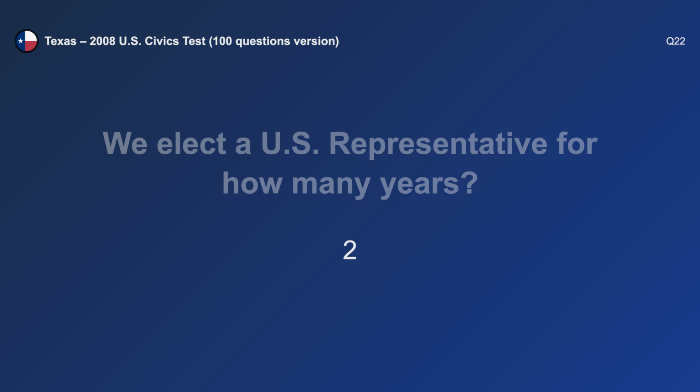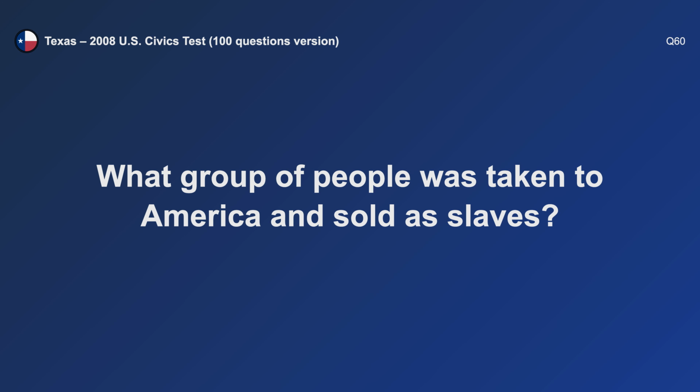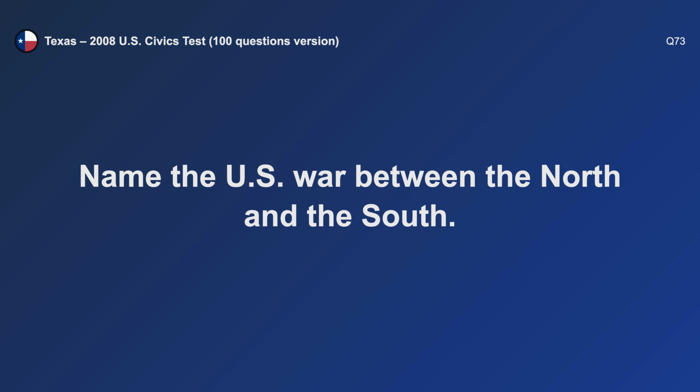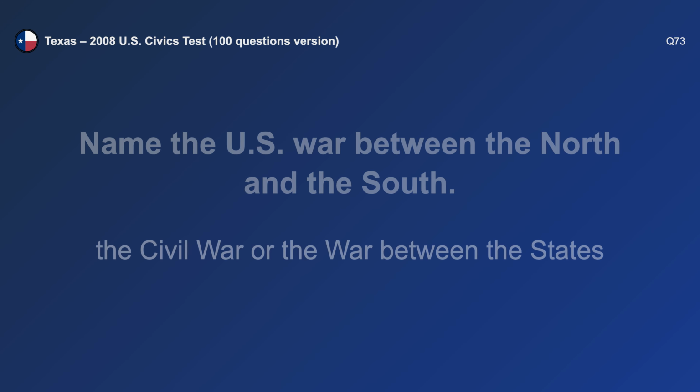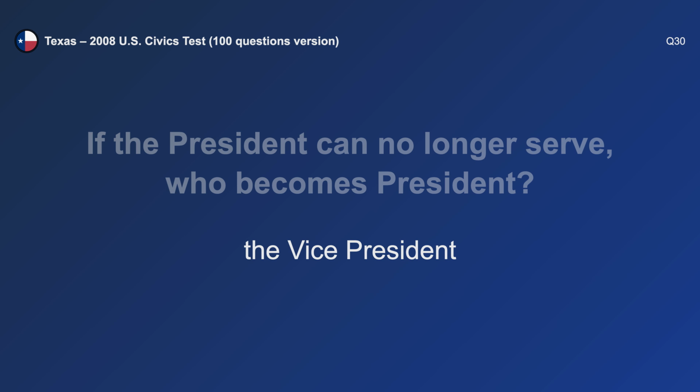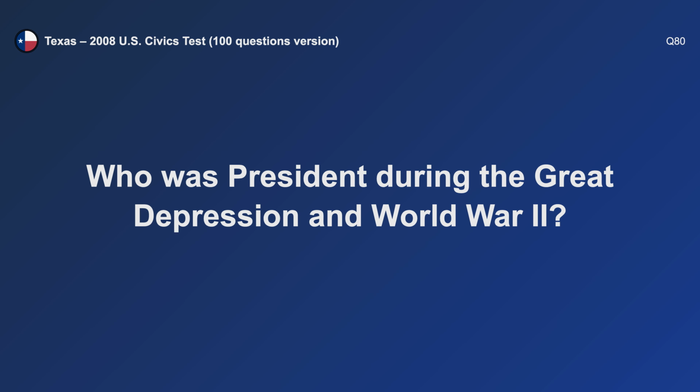2. What group of people was taken to America and sold as slaves? Africans. Name the U.S. war between the North and the South. The Civil War. If the president can no longer serve, who becomes president? The Vice President. Who was president during the Great Depression and World War II?